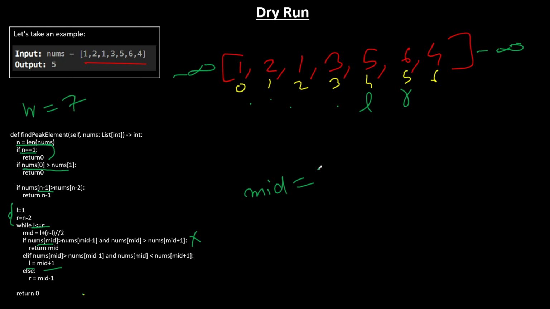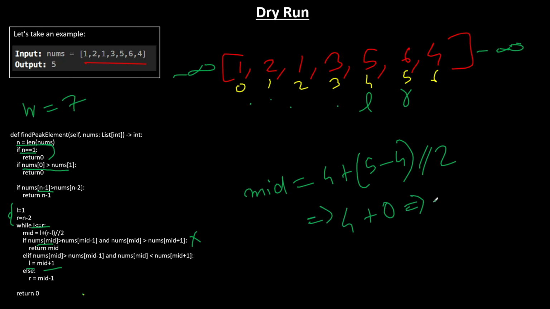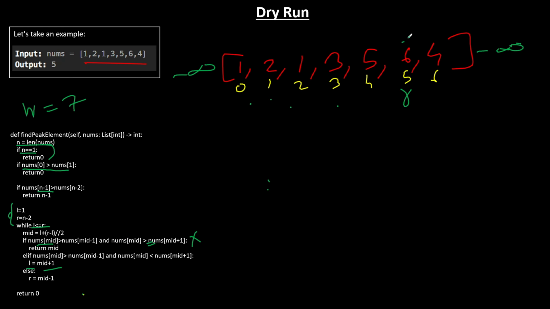Now we go back again. Again we calculate the mid, which is 4 plus R minus 4 divided by 2, which gives us 4 plus 0, which is 4, right? So mid will come and stand here. Again we check the condition: is 5 greater than 3 and greater than 6? No. So this condition gets falsified again. Now the second condition: yes, 5 is greater than mid minus 1, but it is less than mid plus 1. So what will happen? L equals mid plus 1. So L will come here.